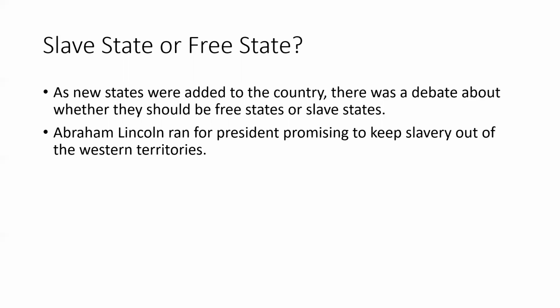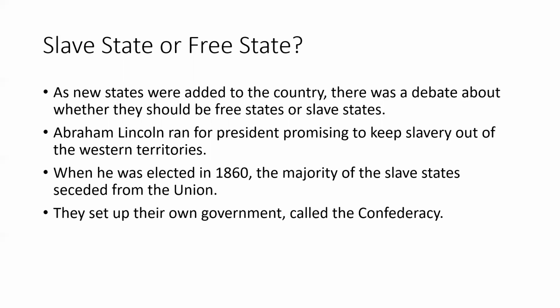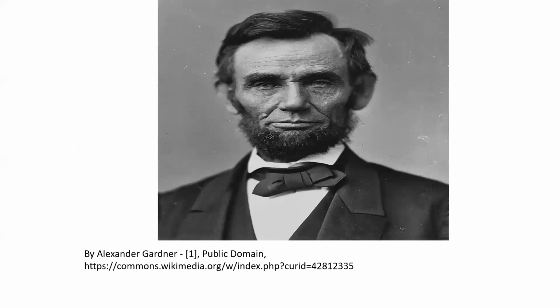So Abraham Lincoln is elected president in 1860, and he has promised to keep slavery out of those Western territories. So when he gets elected, many Southern states decide to leave or secede from the United States. A majority of those states do secede, set up their own government, which is called the Confederacy, and pretty much when this happens, the war begins. And here's a picture of Abraham Lincoln.